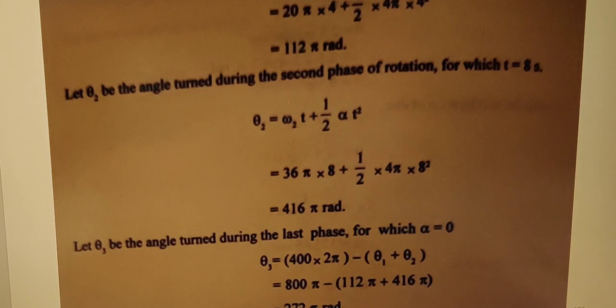Now for the last phase, theta 3 is the angle turned. The angular acceleration alpha is equal to 0 because the body is moving with uniform angular velocity. So theta 3 is equal to the total angle turned during this motion, 400 revolutions, so 400 into 2 pi minus theta 1 plus theta 2. That is equal to 272 pi, and the unit is radians.